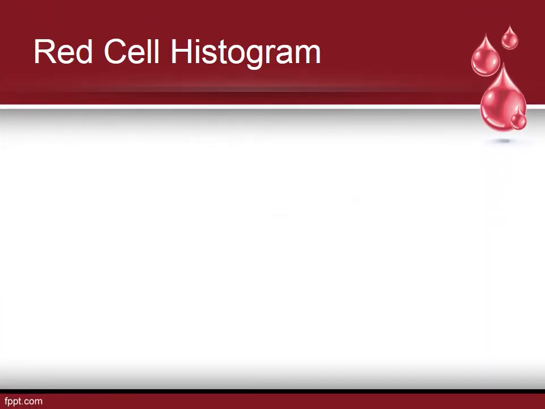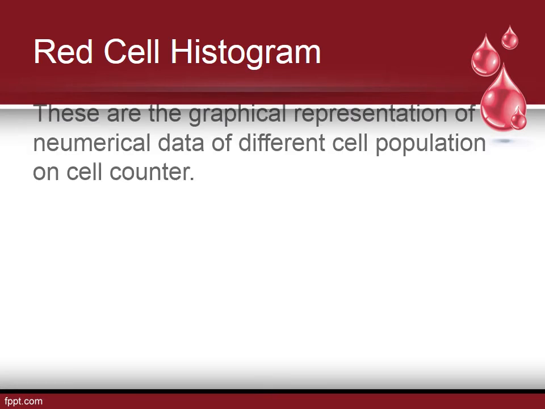Next is the RBC histogram. These are graphical representations of numerical data of different cell populations on a cell counter. This is well discussed during your automated hematology.